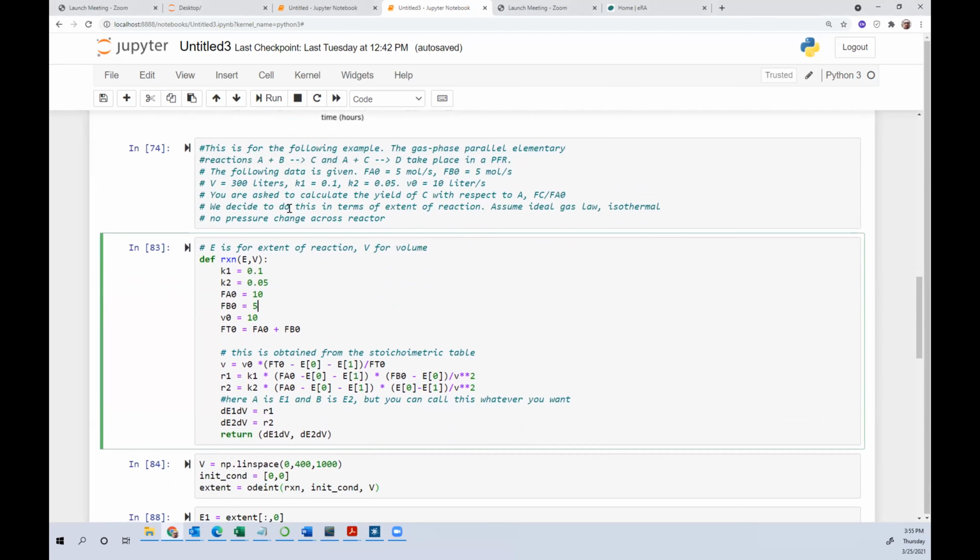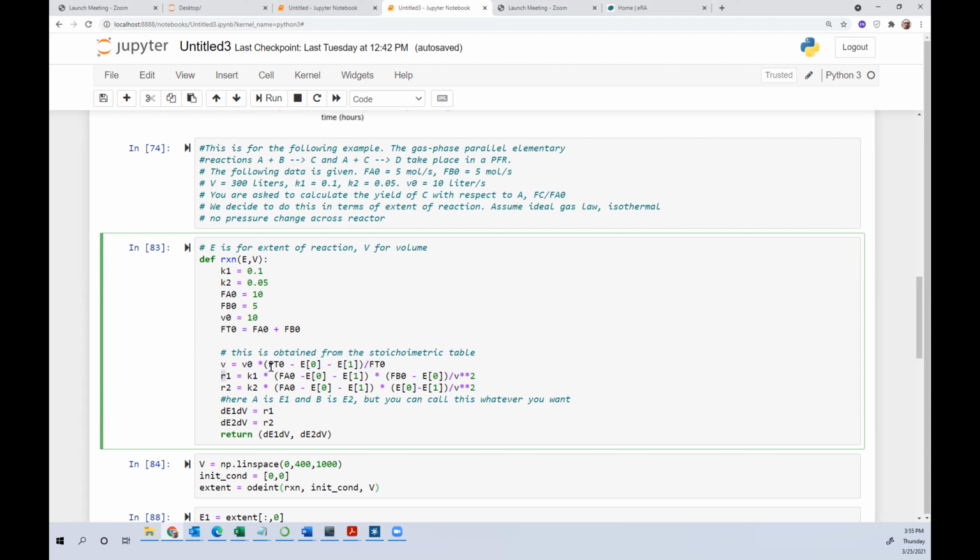Okay, so this is just the problem statement. Now I define reaction, extent of reaction with respect to volume. So these are the two terms. And I plug in my variables K1, K2, FA naught, FB naught, V naught. And I also define an FT naught, which is FA naught plus FB naught. And this is V, right? V is FT over FT naught times V naught. So FT is FT naught minus eta 1 minus eta 2 over FT naught.